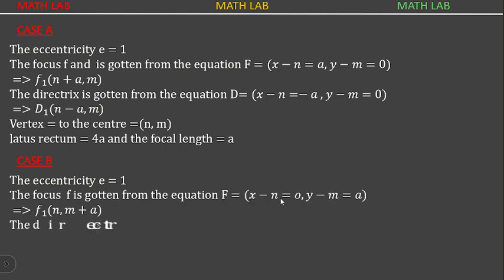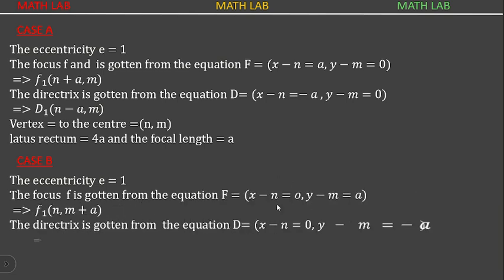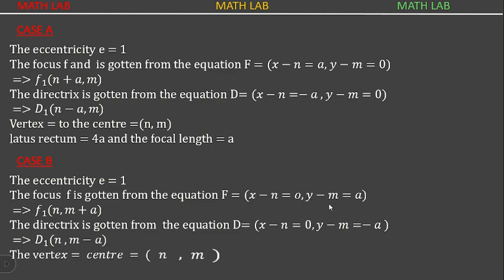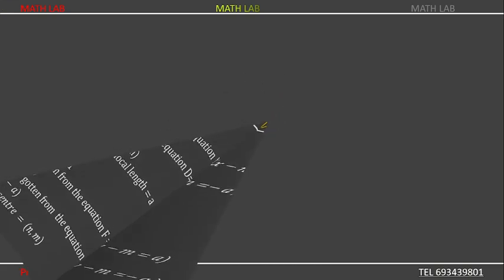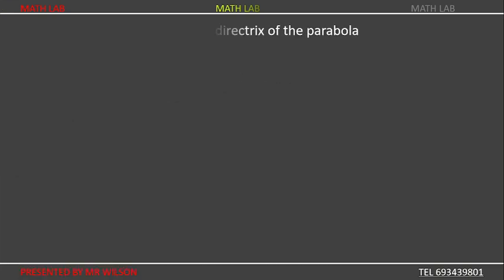Now for case B, the eccentricity is still equal to 1. The focus will be gotten from the equations x minus n equals 0 and y minus m equals a, so F1 is (n, m plus a). For the directrix, it is still the same with a negative a: y minus m equals negative a. So case A and case B are just the same, it's just that now we take the other side. It was x, now it's y. The vertex still equals the center, the latus rectum is the same, and that's all.